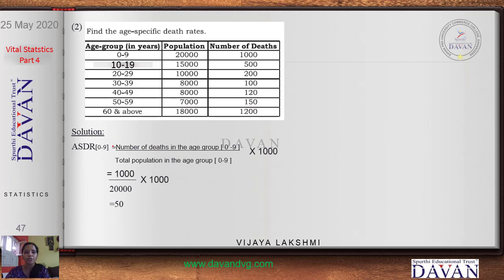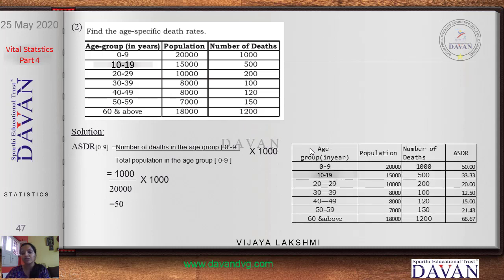So for the age group 0 to 9, number of deaths in the age 0 to 9 divided by the total population into 1000. So it is 1000 divided by 20,000 into 1000. So you get the value as 20. Similarly, you do the same for the rest of the values and you will be framing a table. Move on to the next.